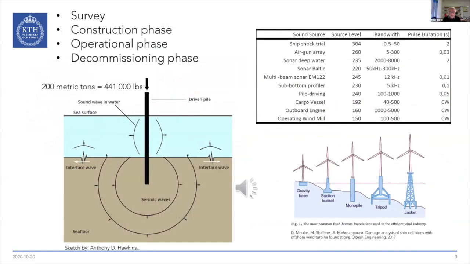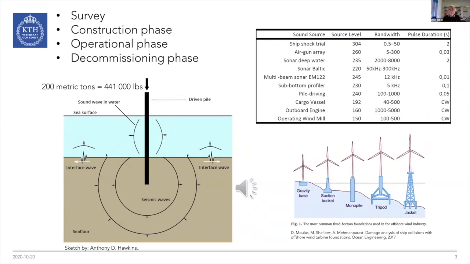On the environment. And yes, there are four phases when you build them. The first one is the survey, then the construction phase, the operational phase, and the decommissioning phase. For the decommissioning phase, we don't have much experience because no parks have been decommissioned yet. But we think at the moment that the construction phase is the big producer of noise, and the operational phase is the big producer of electromagnetic fields.